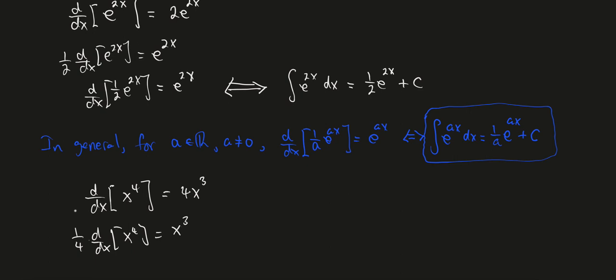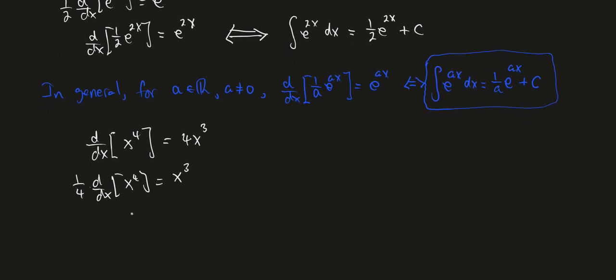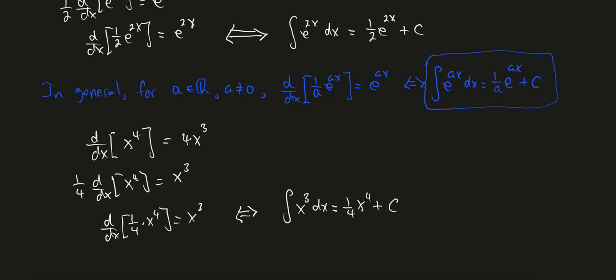And then you use our same constant multiple rule for derivatives. Bring the 1/4 inside the derivative. So we have the derivative of 1/4 times x to the 4th. Well, that's equal to x cubed. And again, that makes sense. We can use our constant multiple and power rule here and come up with this. So again, this implies, now let's write it with our new notation, the antiderivative of x cubed with respect to x. Well, that will be, again, my 1/4 x to the 4th plus c.